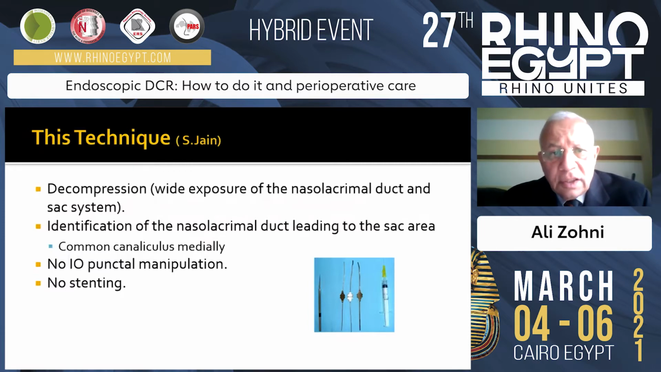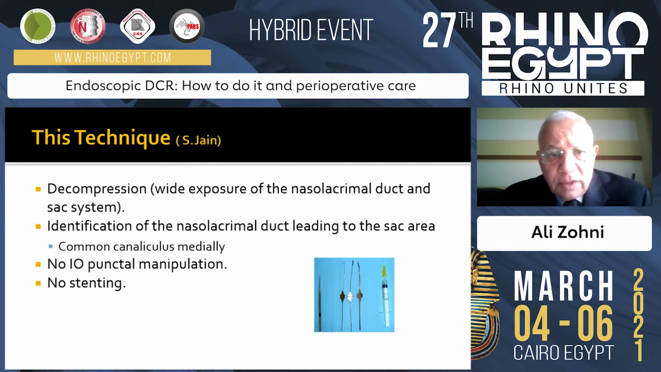In this technique, we depend on the concept of lacrimal sac and lacrimal duct decompression. It is wide exposure of the nasolacrimal duct and the sac at the same time. It is not only making a window overlying the sac region. The nasolacrimal duct is identified first, and then it is followed superiorly to reach the area of the lacrimal sac. The common canalicular location is helpful as a landmark to denote that we reached the upper surface of the lacrimal sac.